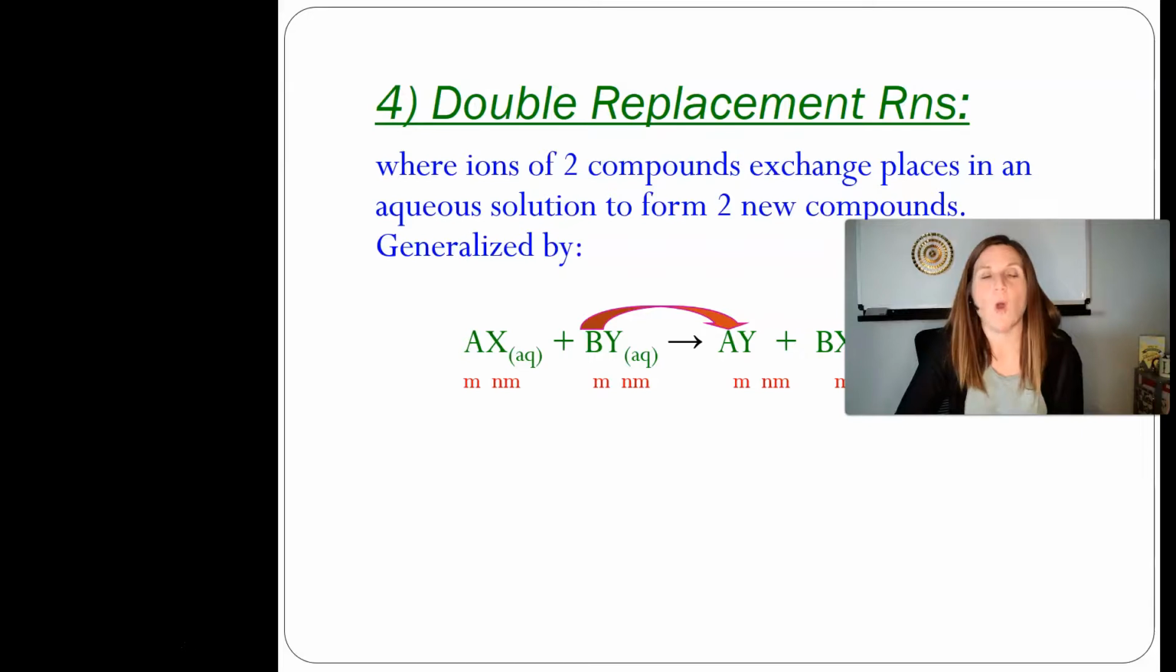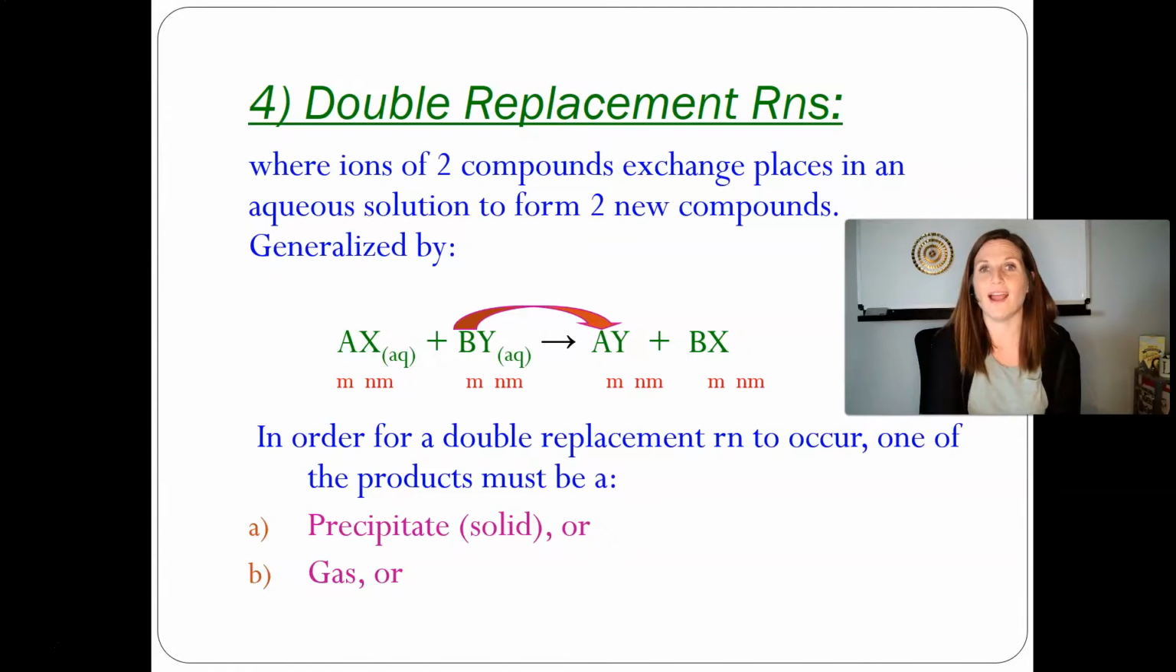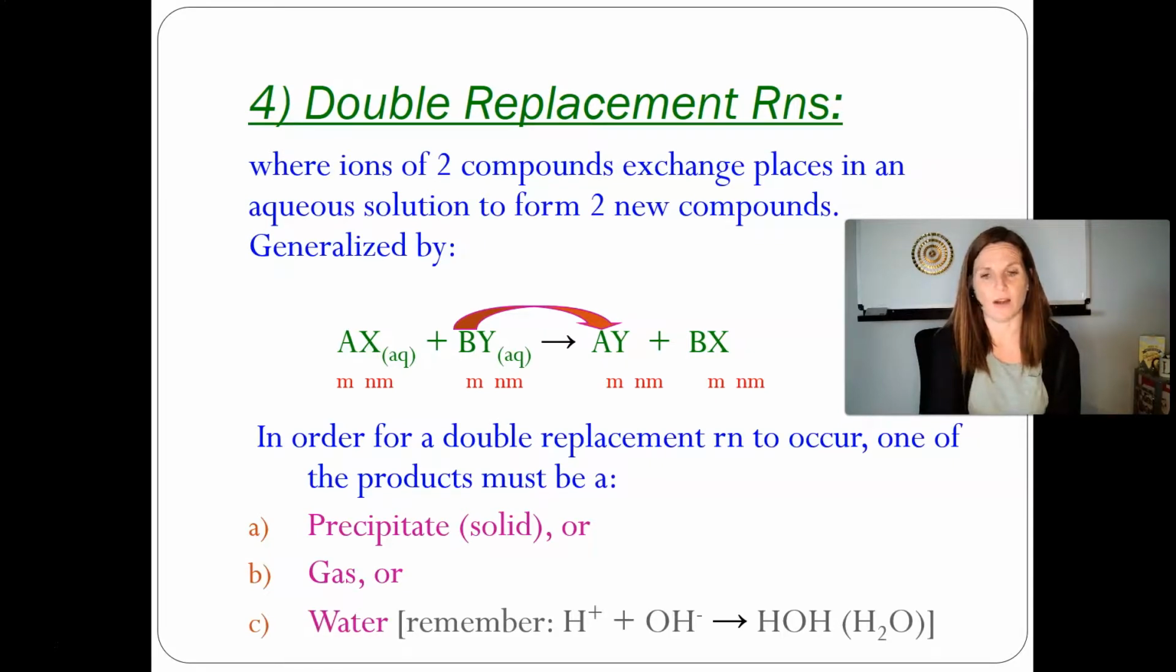In order for this to happen, one of the partnerships needs to really be worth it, chemically speaking. And the way we know that something is really worth it is that we see the production of a precipitate or a gas, or we see water. So we're looking for one of these products, AY or BX, to have either a little S in parentheses for solid or a little G in parentheses for gas, or an arrow down to show that a precipitate formed, or an arrow up to show that a gas formed. We're going to want to see one of those symbols in order to feel like we know what the product would be.